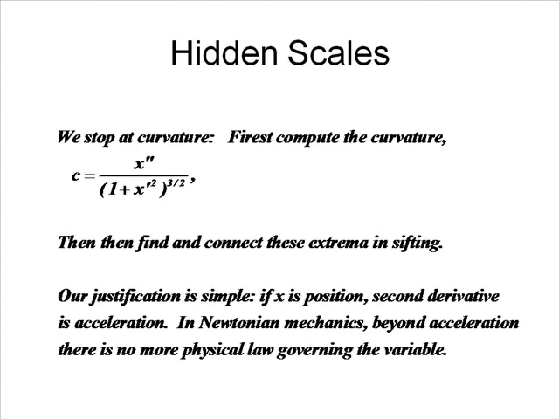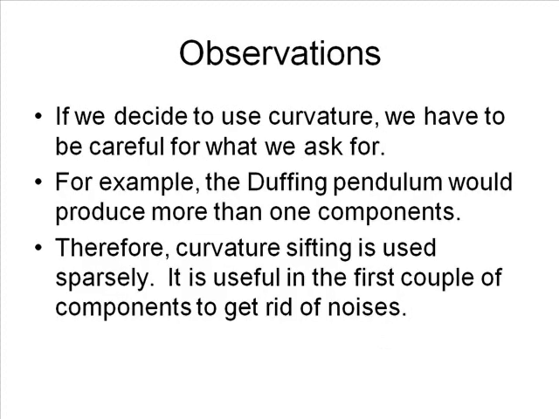Now, the justification for us not going beyond extrema is very simple. My background is mechanics, so I start from a mechanical point of view. The mechanical point of view is that if x is position, then the second derivative is acceleration. Then when you go beyond acceleration, we don't have any physical law to govern it. So even if we find it, we don't know what it means. And so that's why we just stop. Most of the time we start at the extrema.